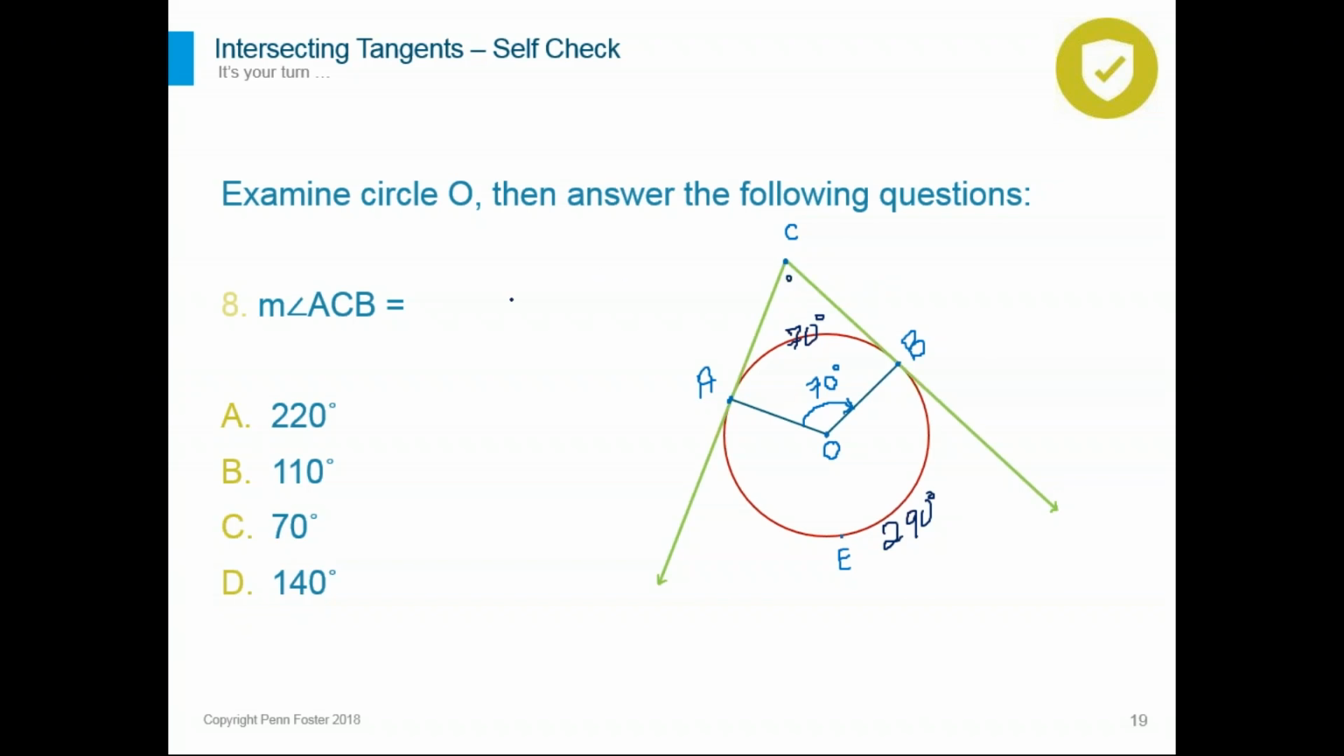Okay, I want to remind you of the fact that we talked about. The measure of ACB, because that's the outside angle, the intersection of the two tangents of the circle, is half of the difference of the major and the minor arc. So that would be AEB, the bigger one, the longer one, minus the smaller one, AB. Do we know the arc measures AB and AEB? You can then do the calculation and choose one of the answers.